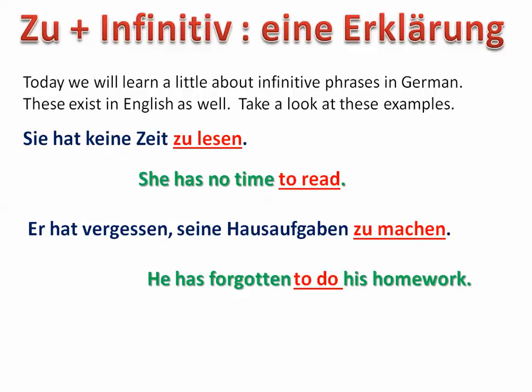The first thing you should know is that unlike in English, German infinitive phrases are normally always located at the end, whereas in English they can be at the end or they can also appear at other places in the sentence. So for example, sie hat keine Zeit zu lesen. In English, that is, she has no time to read, so it's essentially the same. However, er hat vergessen, seine Hausaufgaben zu machen, is he has forgotten to do his homework. So here, the infinitive phrase is in the middle.